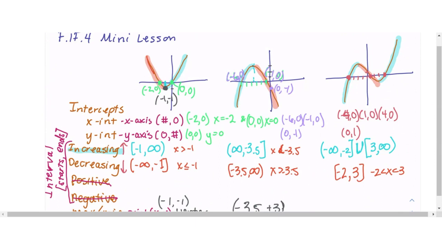And then this one doesn't really have a max or a min, but we'll skip over those. Those are a local max and a local min. I mean, they don't have a vertex. They're called a local max and local min. You don't have to know that for this quiz, so we're not going to do that.